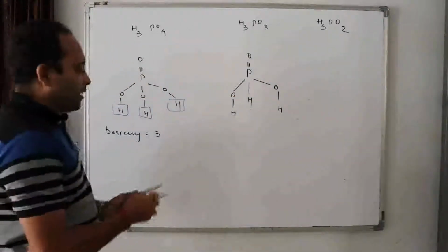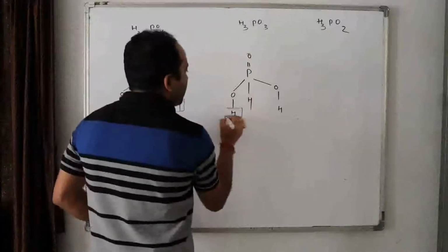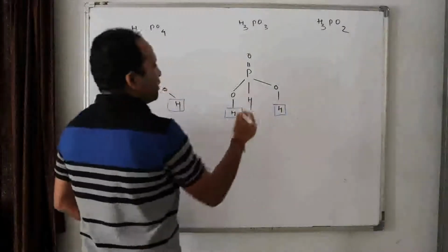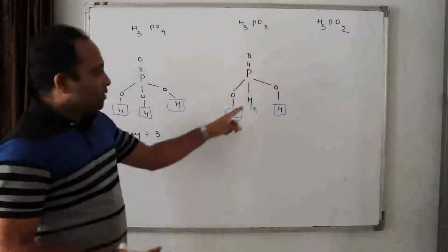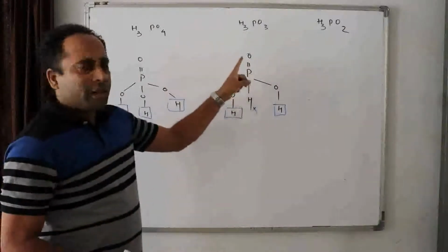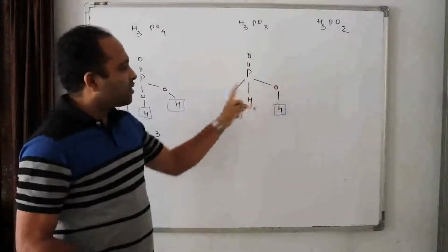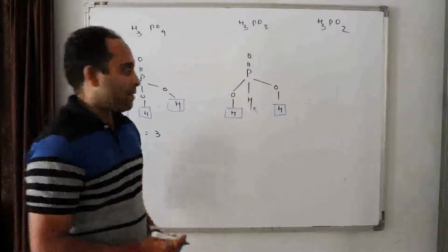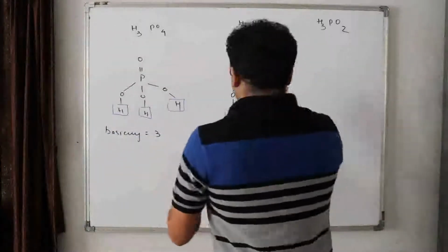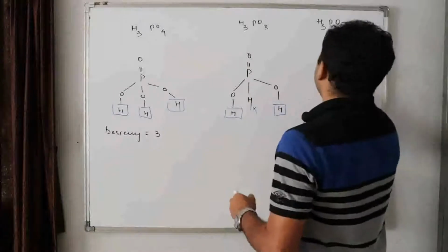Now how many replaceable hydrogen here? Only these 2 hydrogens are replaceable. This hydrogen is not replaceable. Why? Because the hydrogen is connected directly to the central atom. Only the hydrogens that are connected to oxygens are replaceable or acidic. Clear? Now, this is also having 3 hydrogens. Doesn't mean that it will have basicity 3.